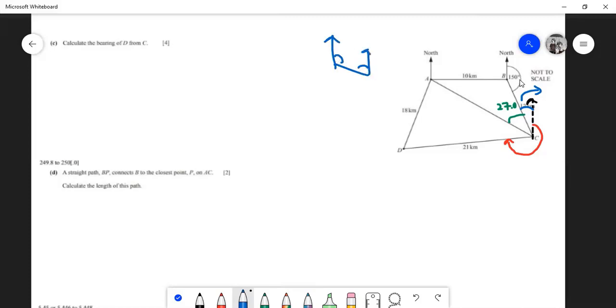So 180 minus 150, I get 30. So right now I need only this one angle left. Okay, wait, I changed my color. I only need this one angle. So how actually can I find that angle?